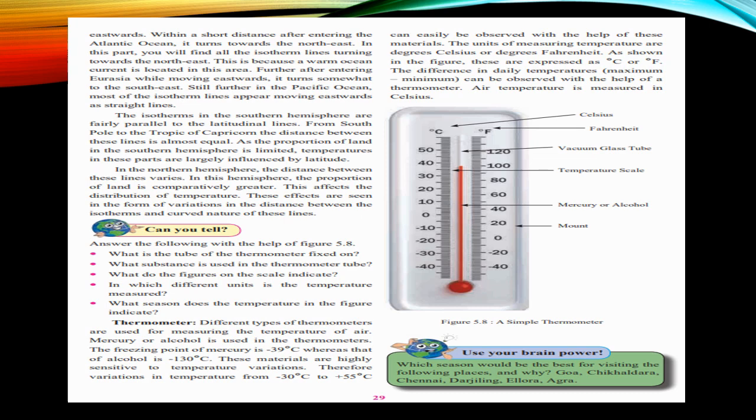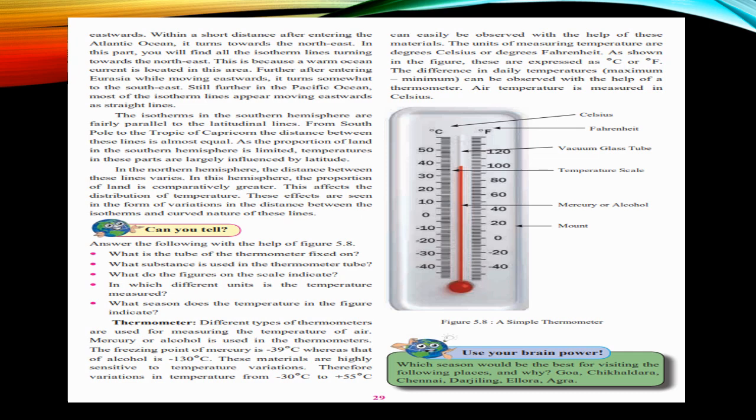Still further in the Pacific Ocean, most of the isotherm lines appear moving eastwards as straight lines. The isotherms in the southern hemisphere are fairly parallel to the latitudinal lines. When we see the isotherms in the southern hemisphere, they are parallel to the latitudinal lines. From South Pole to the Tropic of Capricorn, the distance between these lines is almost equal. So the portion of the land in the southern hemisphere is limited. Temperatures in this part are largely influenced by latitude.